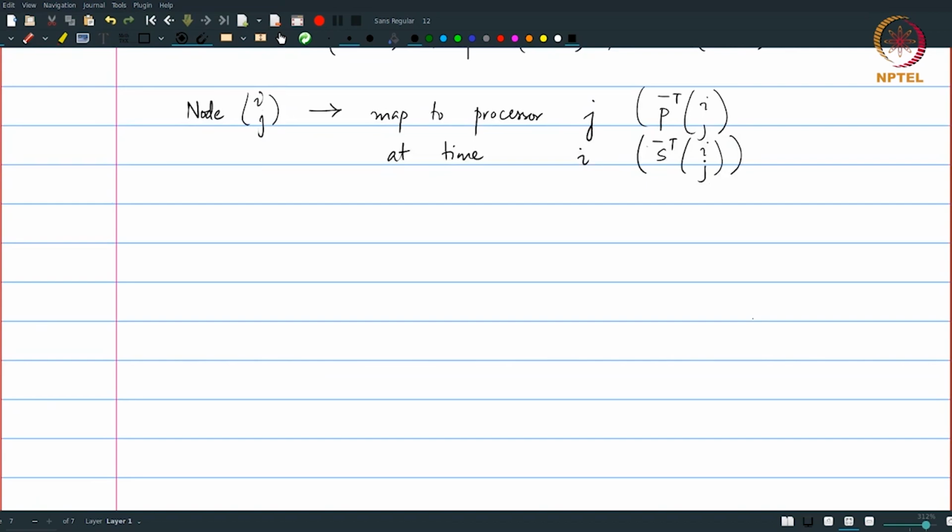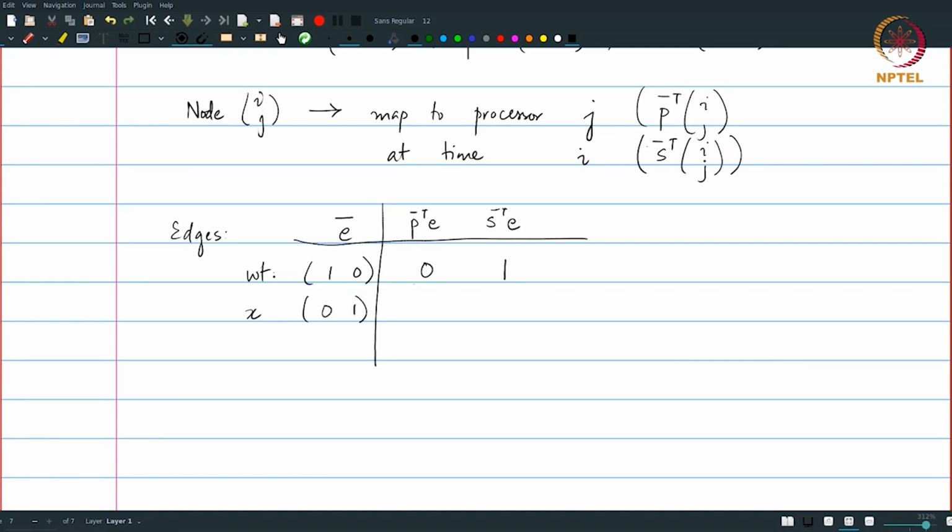Okay. What do the edges map to? We can just write down the P transpose E and S transpose E values over here. The weights correspond to the edge 1, 0, which has a P transpose E of 0 and an S transpose E of 1. The input X corresponds to 0, 1, which has P transpose E equal to 1, S transpose E equal to 0. And the output Y corresponds to 1, minus 1, which corresponds to a P transpose E of minus 1 and an S transpose E of plus 1.